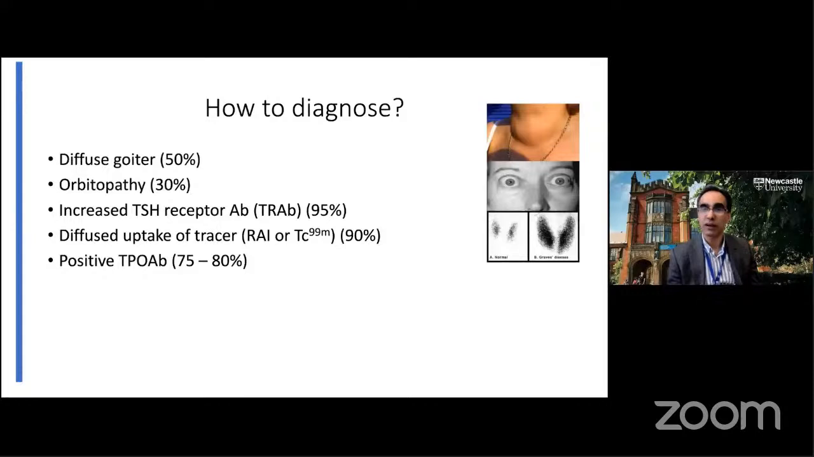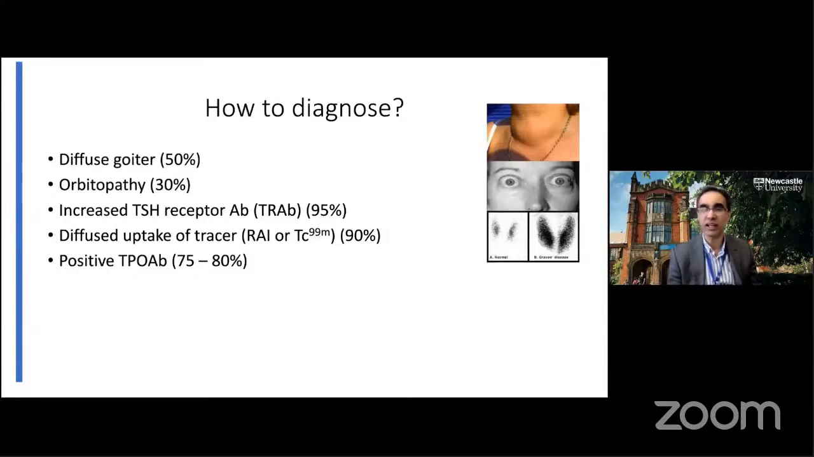But the most sensitive and specific biochemical marker is measuring the TSH receptor antibody, or TRAB for short, which is seen in about 95% of patients with most available commercial immunoassays. The radioactive iodine or technetium-99 uptake scan is another way of diagnosing this. But keep in mind that diffuse uptake is seen in 90%, but up to 10% of patients with Graves' disease can have patchy uptake on their tracer.